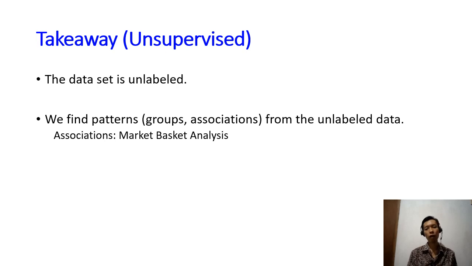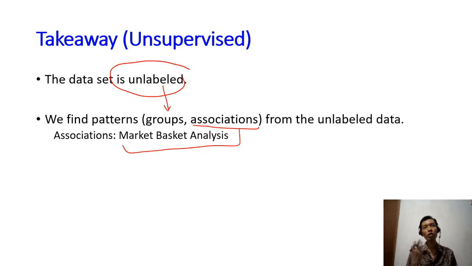So the takeaway for unsupervised learning is that the data set is unlabeled. And then using this unlabeled data, we may find groups or clusters from the data. We may also find associations from the data. One of the applications is market basket analysis, in which we analyze what people purchase, let's say in a supermarket. So we may find out when people purchase this thing, usually they purchase another thing together. That is called the associations between those items. And we can learn that also from an unlabeled data set.